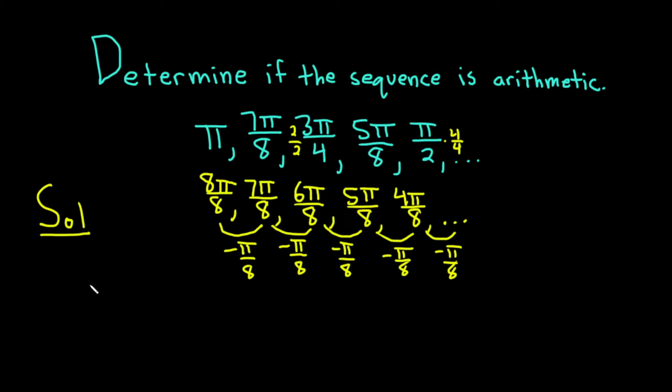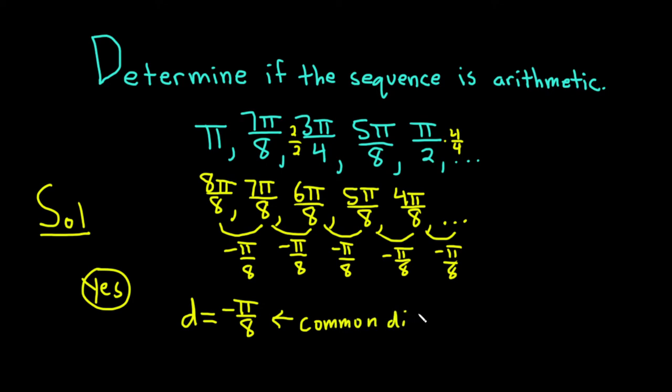So in this case, the answer is yes. It is arithmetic because we're adding a number over and over again to get to the next term. That number is denoted by the variable lowercase d. And so little d is equal to negative pi over 8. This number has a special name. It's called the common difference. Cool, right? So it's arithmetic.